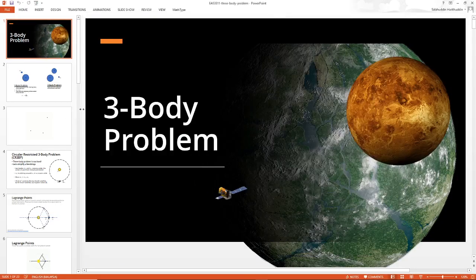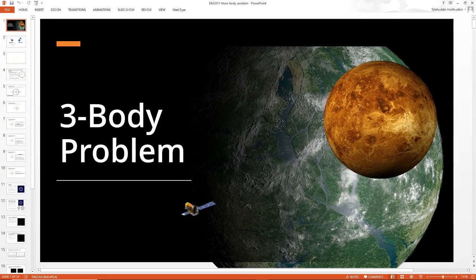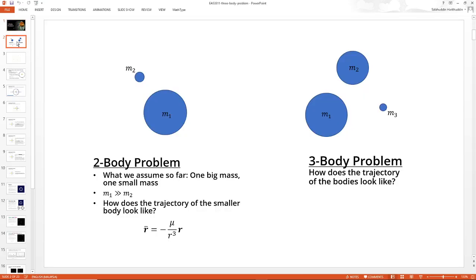So let's start with what we intended to do today. We'll want to discuss the three-body problem. What are the bodies? One gravitating mass, another gravitating mass, and also a smaller mass, which is probably a satellite or asteroids or any celestial objects. Okay. So what's the difference between what we've learned before?